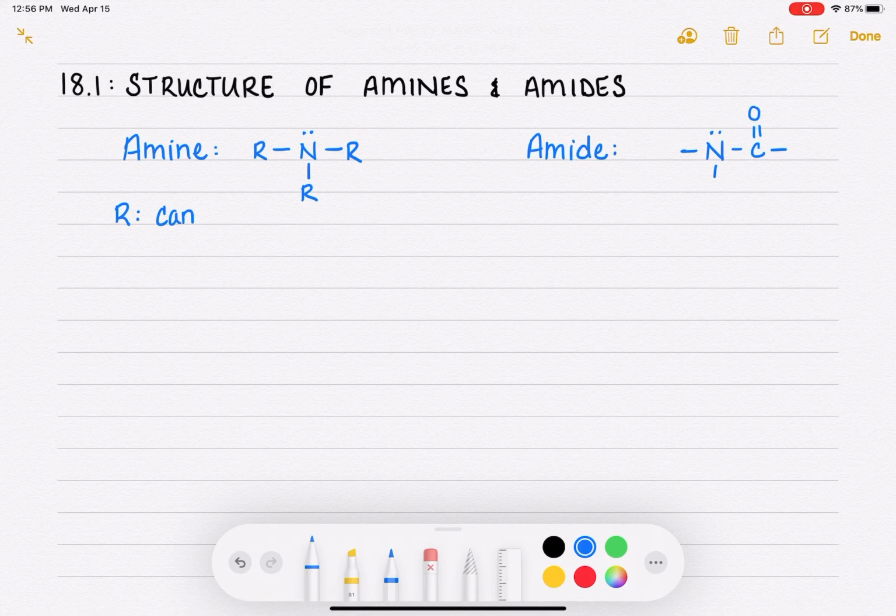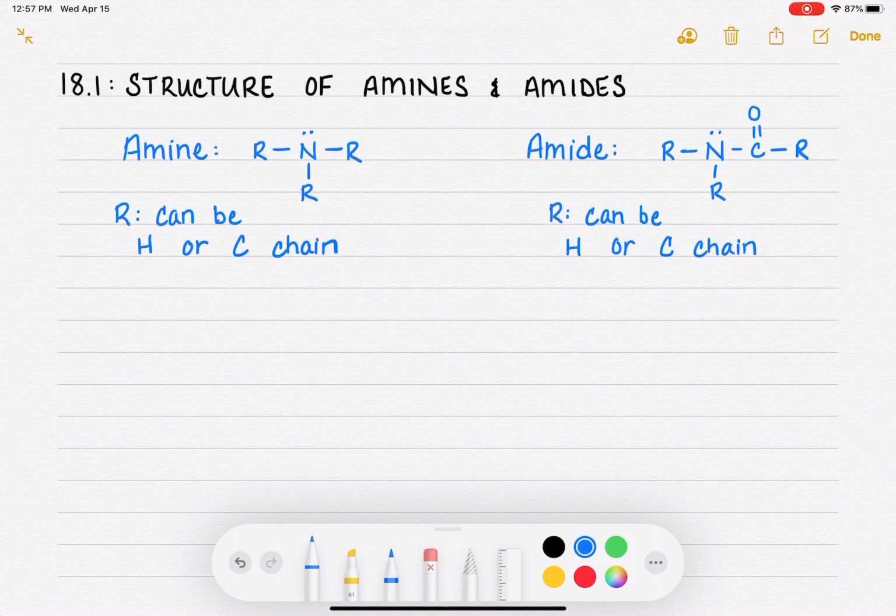The R can either be a hydrogen or it can be a carbon chain, but it cannot be a carbon-oxygen double bond. The amide has 2 of these R's on it, and the carbon-oxygen double bond also has something on it as well. And same thing, that R can either be a hydrogen or it could be a carbon chain. And we'll look at quite a few examples of amines and amides both.